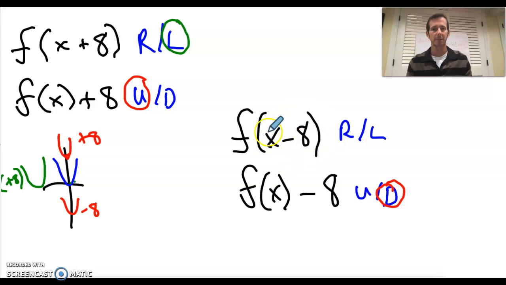Which means if it's a minus 8 in the parentheses, again, it's right or left because it's in parentheses, but it's opposite, land of opposites in here. So a minus is going to move me to the right 8 places. So I'd go 1, 2, 3, 4, 5, 6, 7, 8. That's where my graph would live. And now I have a minus 8 in the parentheses.